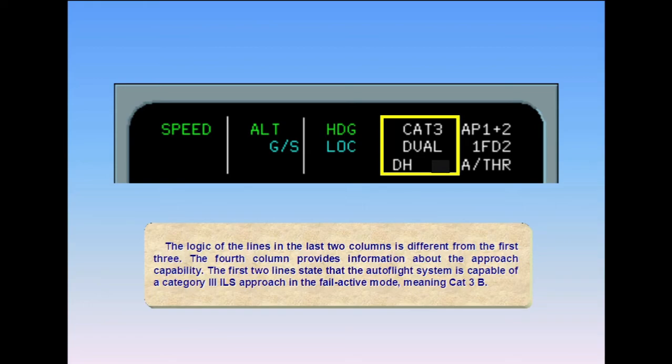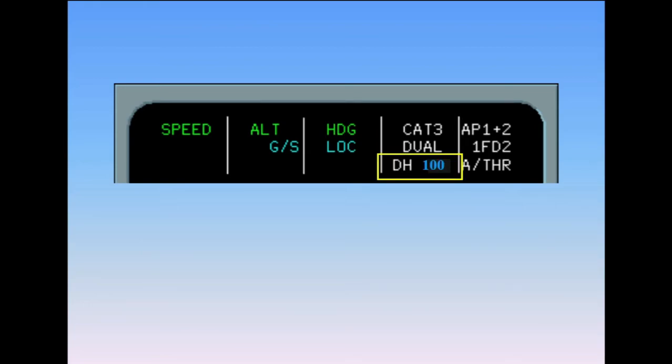The last line in the fourth column displays the minimums as selected by the pilots. Either an MDA or a DH with the appropriate minimums may be selected as required for the approach. Notice that the numerical value of the decision height is displayed in blue, while the rest of the information is displayed in white. Also, the aircraft must be in either the descent or approach phase for these values to appear.